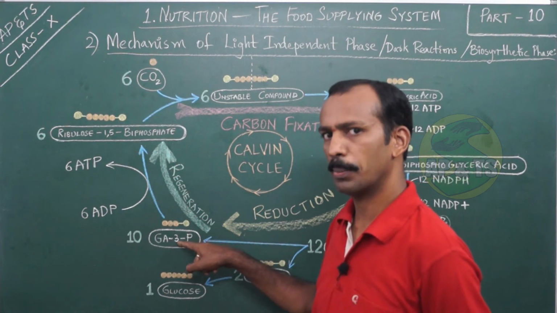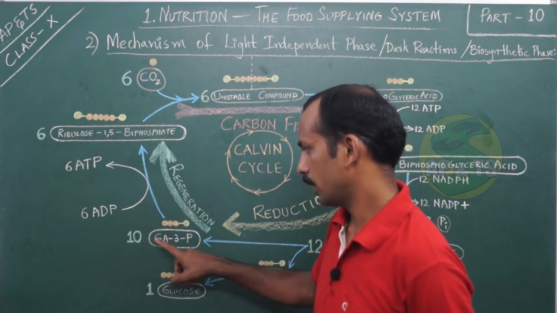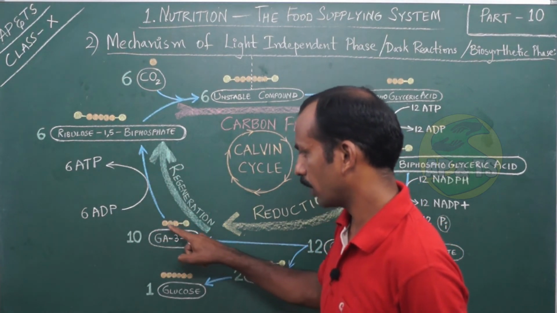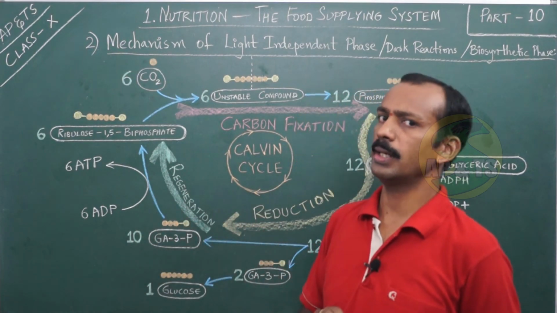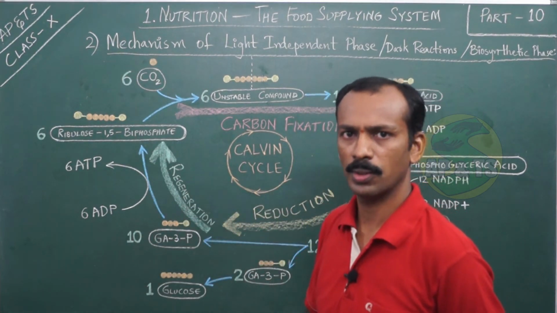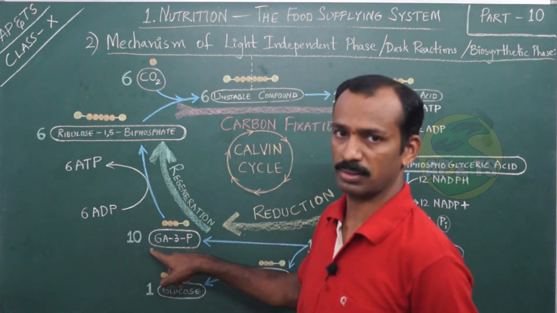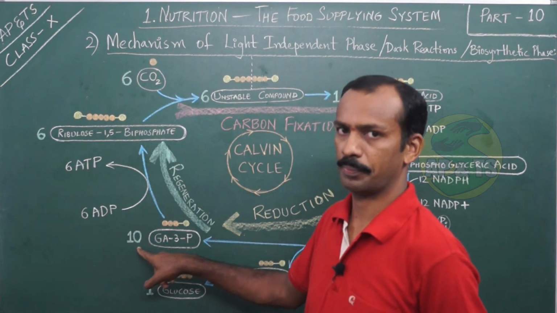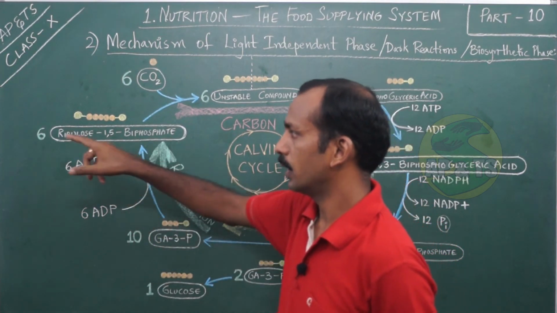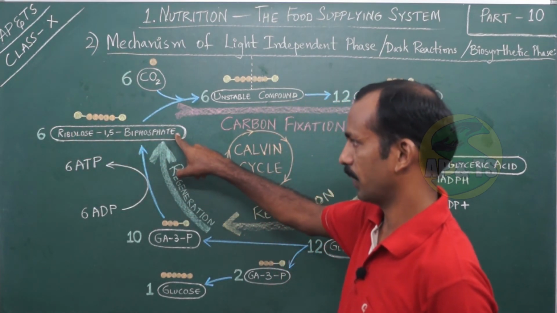Let us just multiply and see the number of carbons. Each molecule has how many carbons? 3. How many molecules are there? 10. 10 times 3 is 30 carbon atoms. Okay. So these are 30 carbon atoms, but molecules are 10. Number of Ga3P molecules are 10. They are converted to 6 molecules of ribulose 1,5-biphosphate.